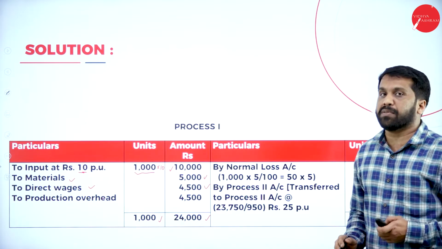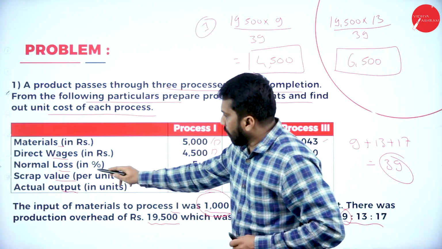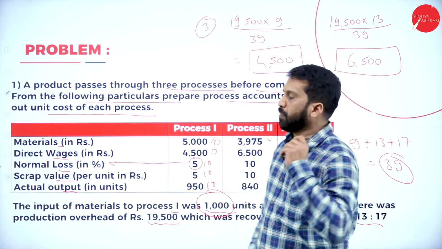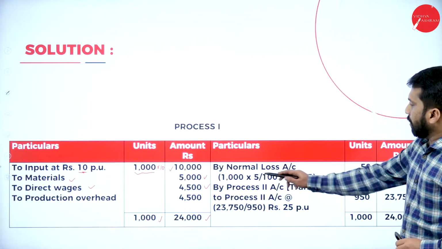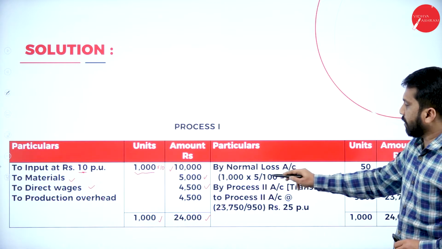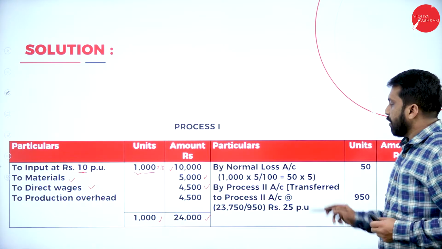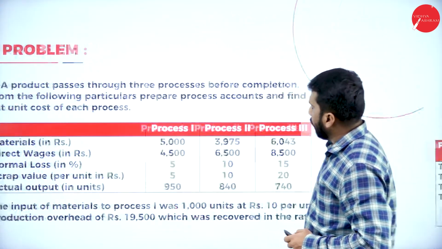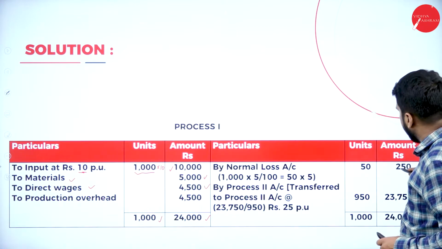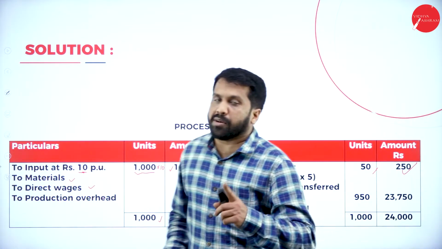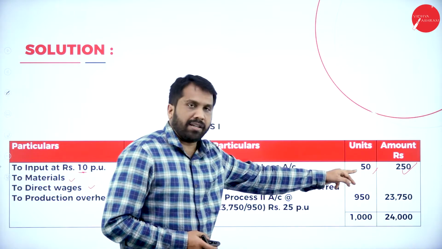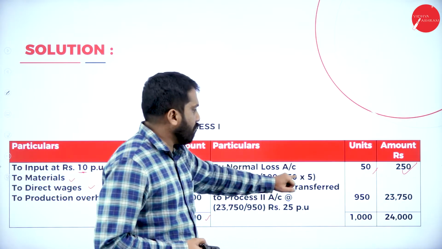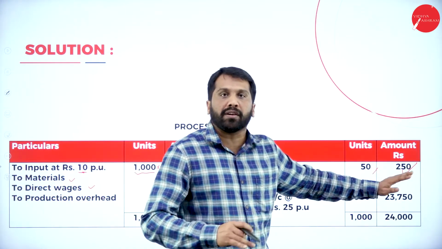Now come to normal loss. What is the normal loss as per the question? Normal loss 5%. 1,000 into 5%, it will be how much? 50 units. What is the value of normal loss? 5 rupees. Now, 50 into 5 rupees, you got 250. Normal loss units, you should write here. Normal loss, you have to sell it for a lesser price. Hope you are clear?